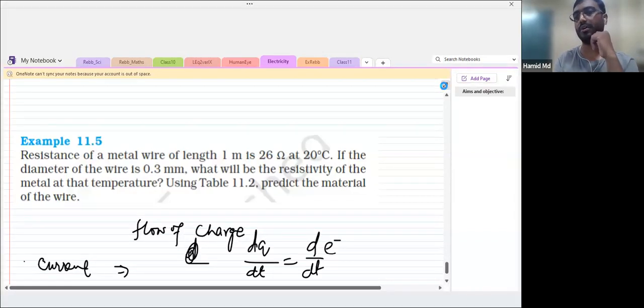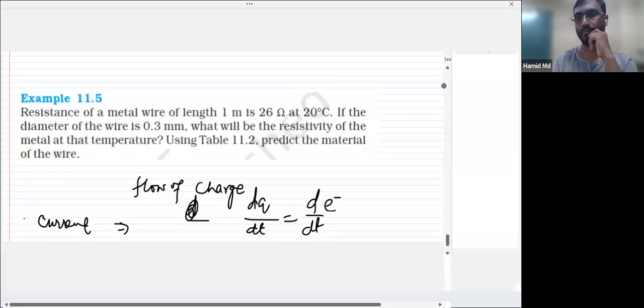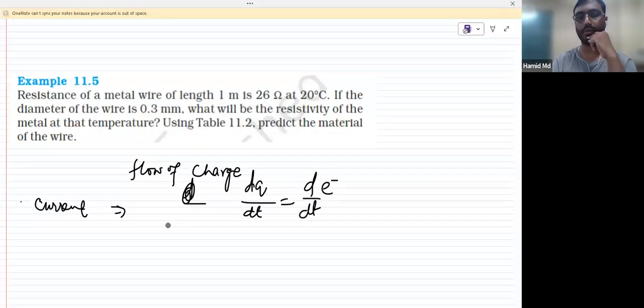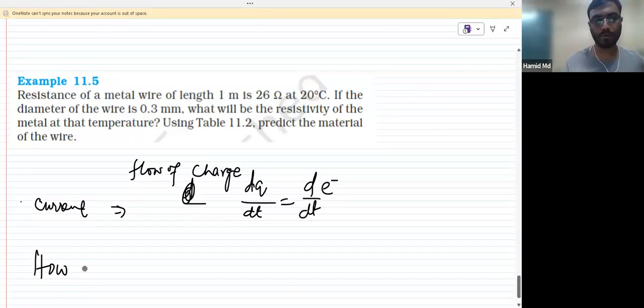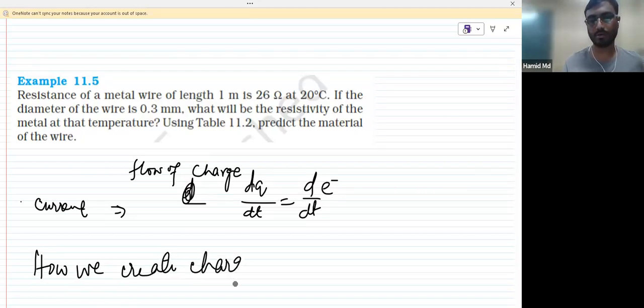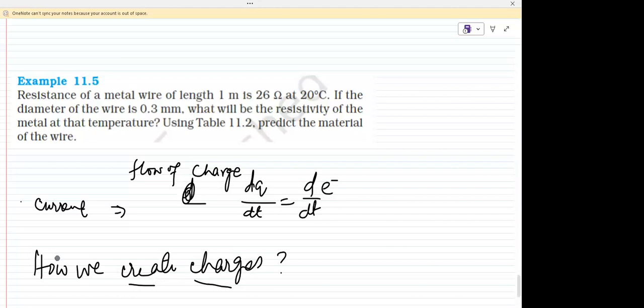What is charge? How is charge created? This is one of the important questions. How do we get charge? How do we create charges? Do we know how we can create it? First of all, tell me, can we create charge? Yes. Then how?